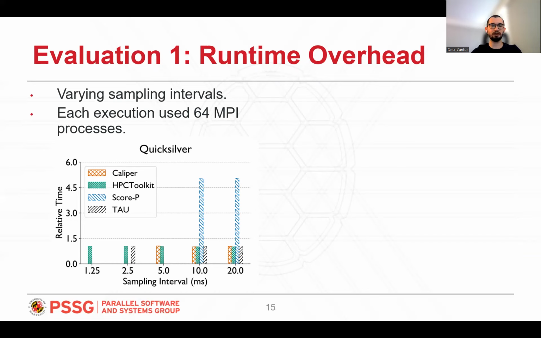In this figure, the x-axis is the sampling interval in milliseconds, and the y-axis is relative execution time, the runtime overhead. The first thing we see is that Scorpio causes more overhead than the others because it samples the instrumented executable, which also causes some overhead. But the other interesting result is that as we lower the sampling interval, Caliper, Scorpio, and TAU do not work consistently.